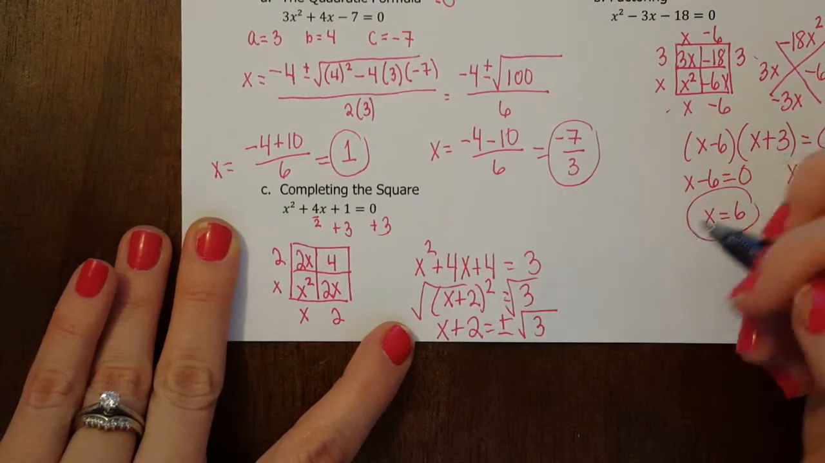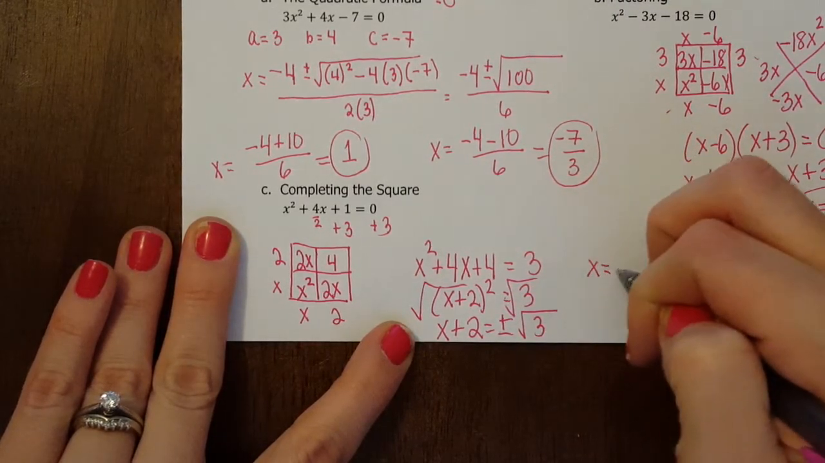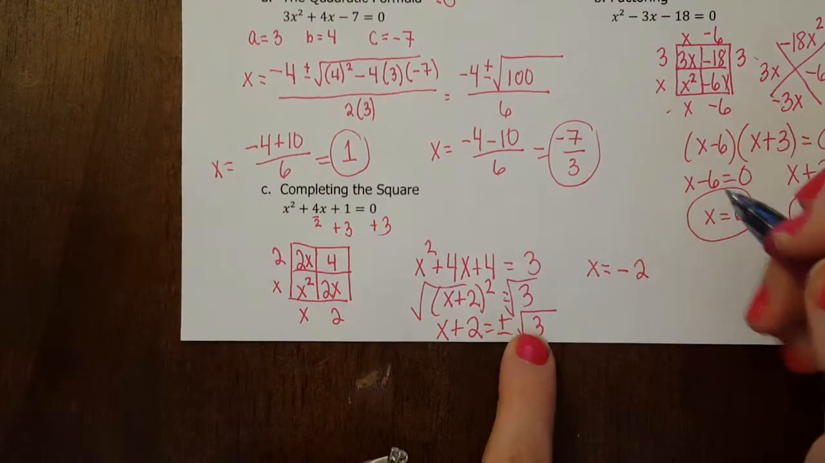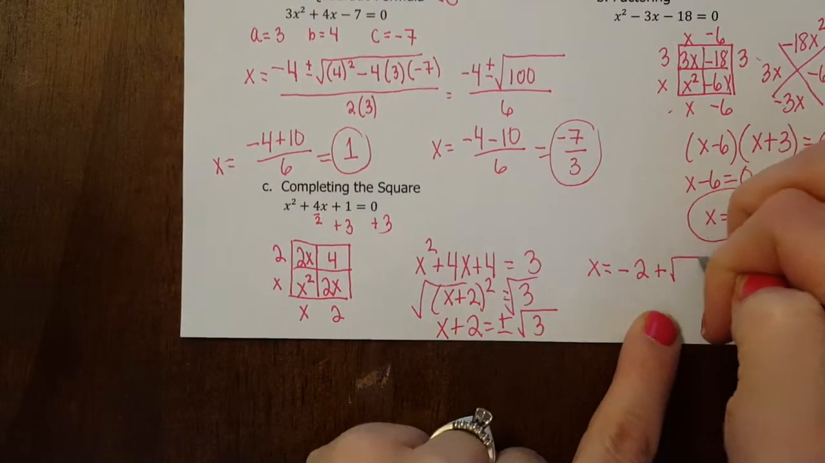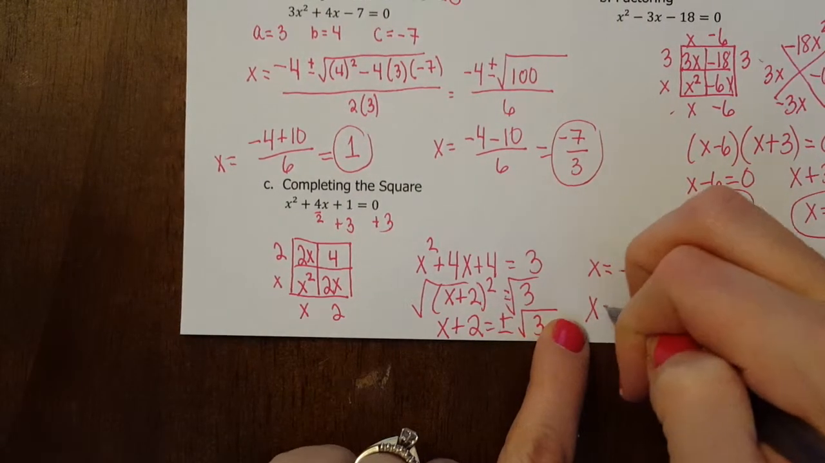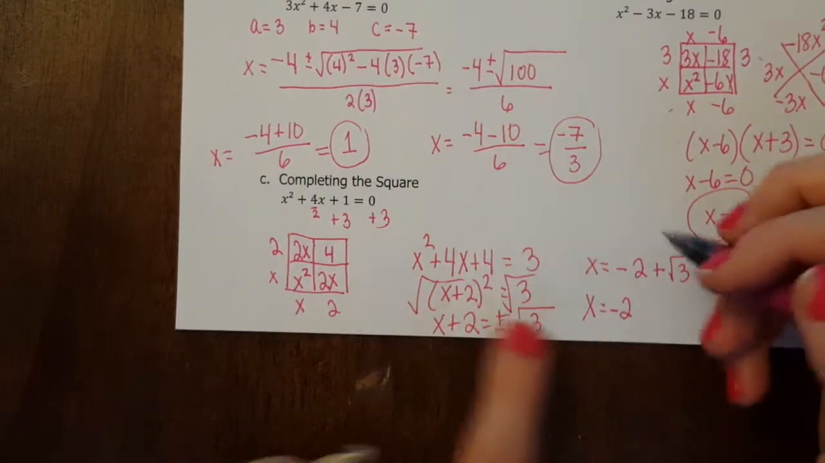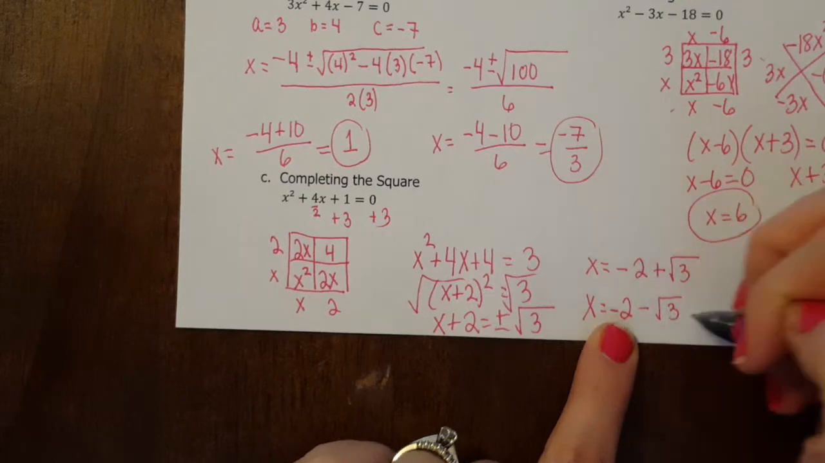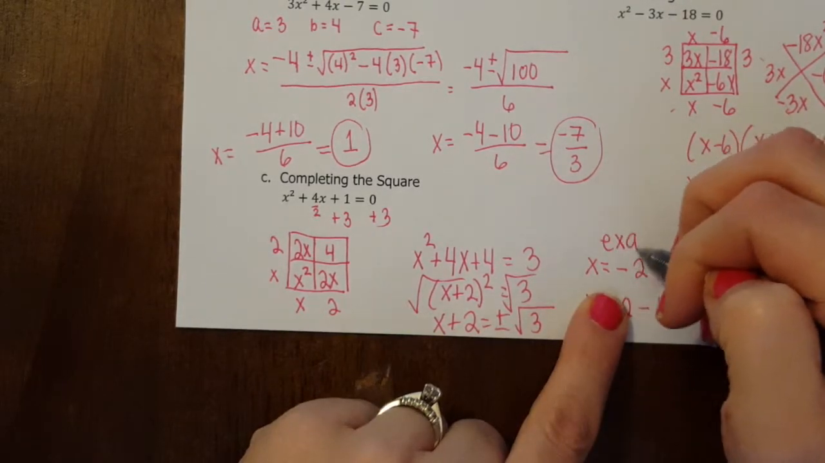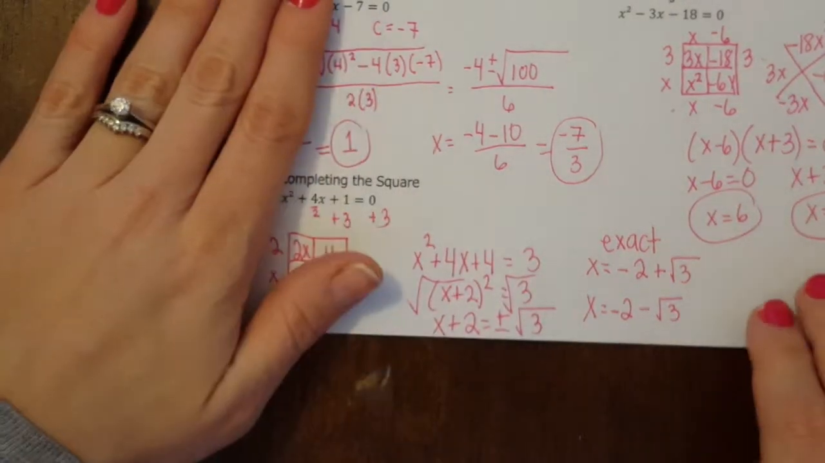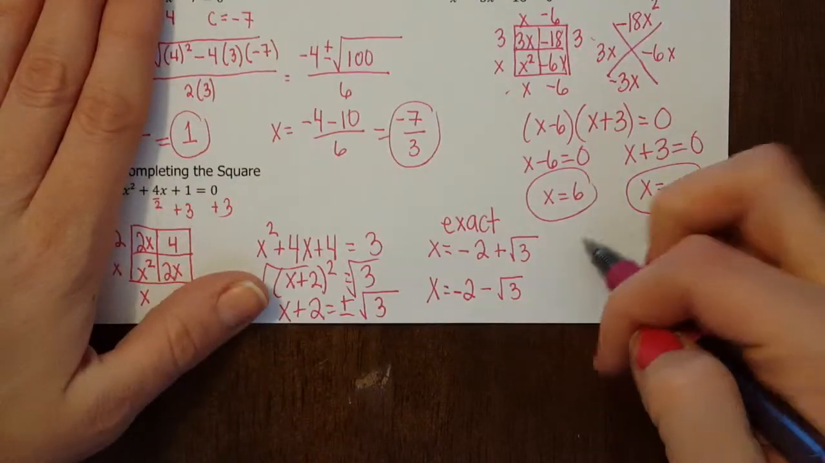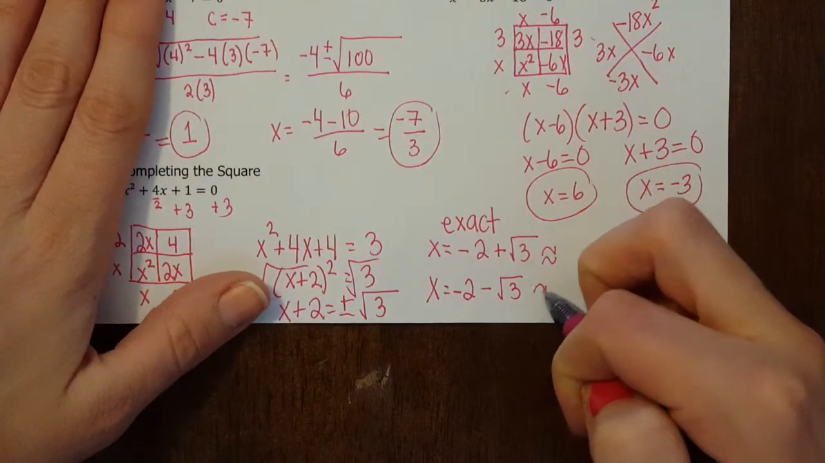I'm running out of room. So if I subtract 2, I have a -2 now over on the right side, plus the square root of 3. I'm sorry, I still have a -2 because I'm subtracting 2 minus the square root of 3. These are my exact answers. If I want an approximate answer, that's with a little squiggly equal sign.